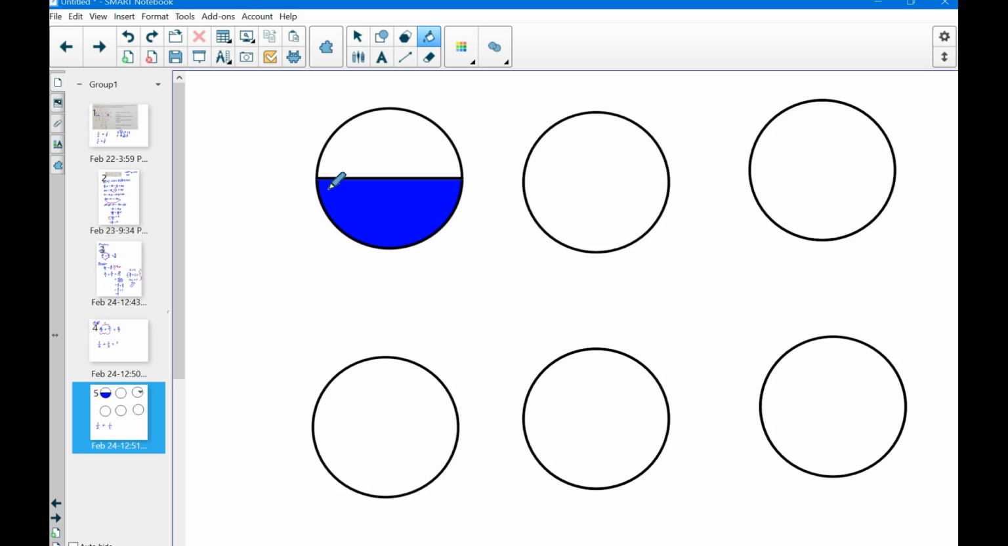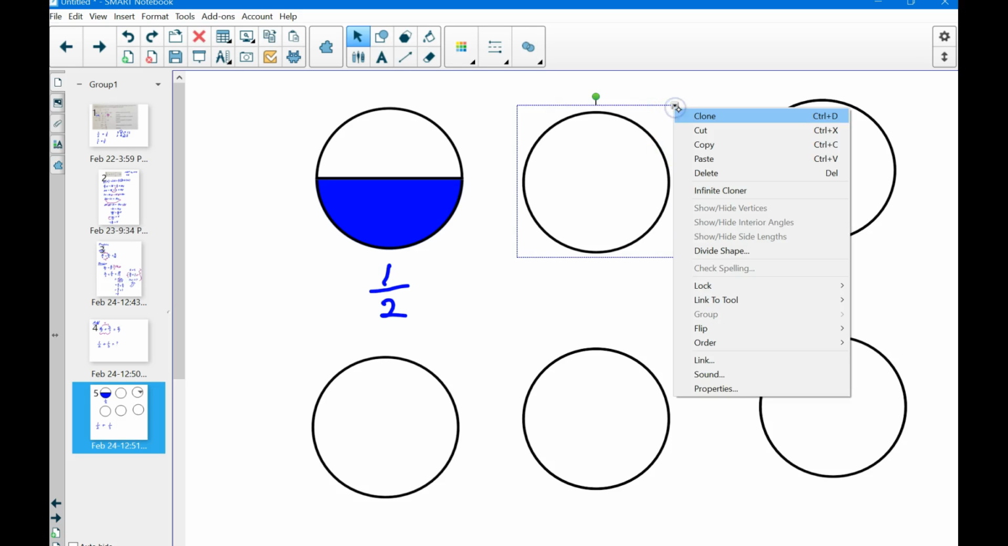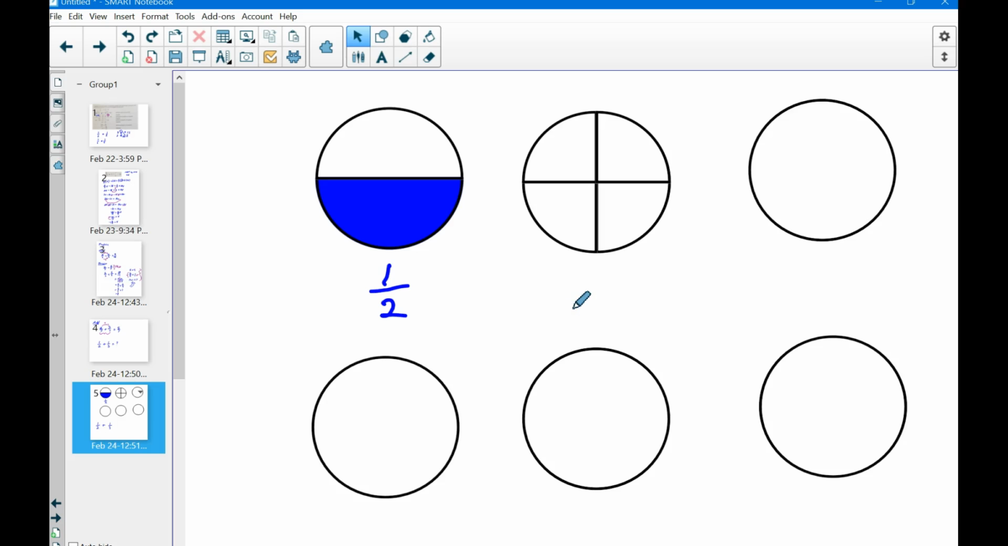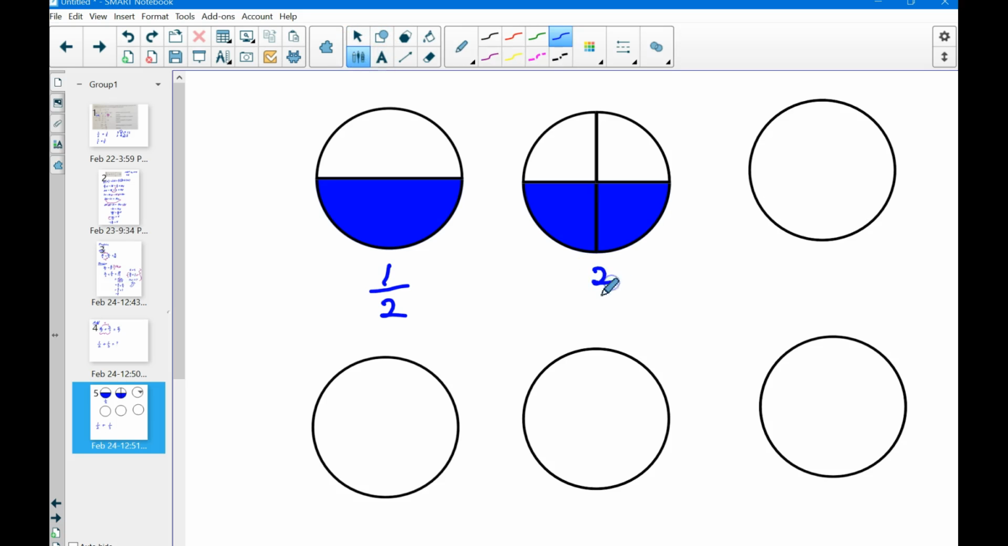Okay, so let's have a look at that. Down here I'm going to put down 1/2. You see there's 2 pieces, and one of those pieces is shaded. Let's look at the other circle over here. I'm going to divide that circle into 4 pieces. I'm going to shade these 2 pieces here. You can see that now 2 pieces out of 4 are shaded. So we have 2 out of 4 shaded.